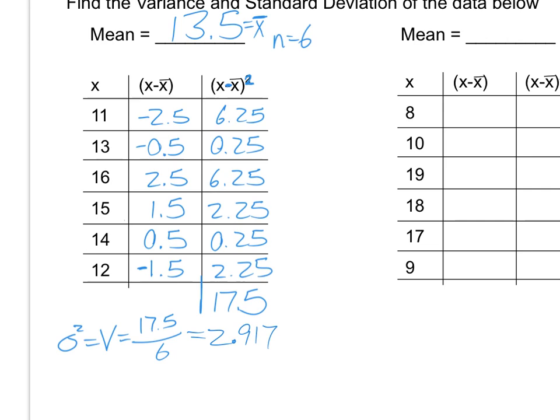Does everyone see how I got that variance? Wait, where did you get the 6 that you divided 17.5 by? That's how many scores we have, right? We're finding the mean of these, so we add them up and divide by 6.